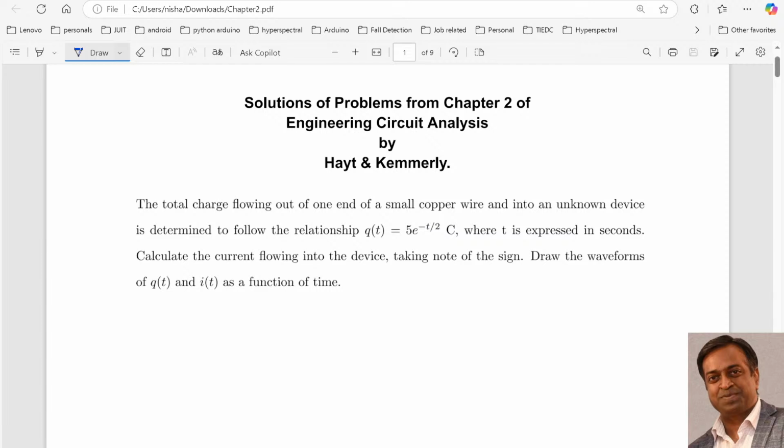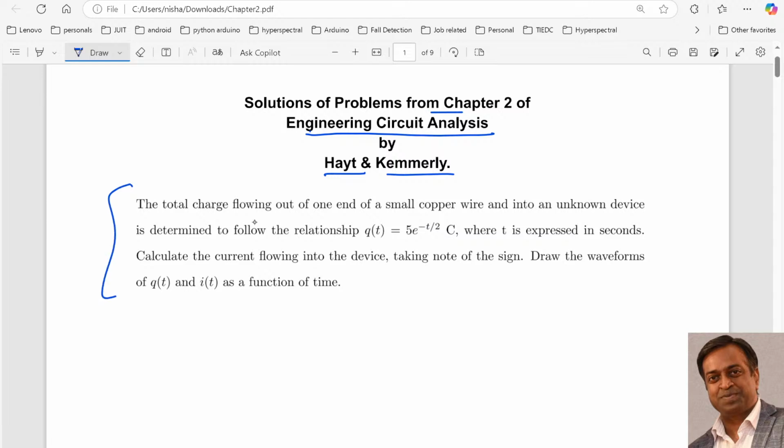Hello guys, in this session I am going to discuss some of the problems from chapter 2 of this book, Engineering Circuit Analysis by Hayt and Kemmerly. So the first problem that I have taken is this.